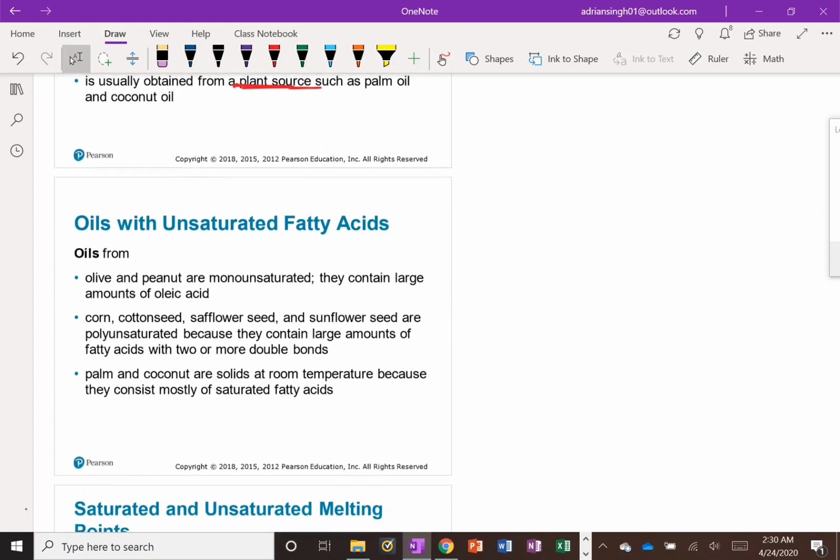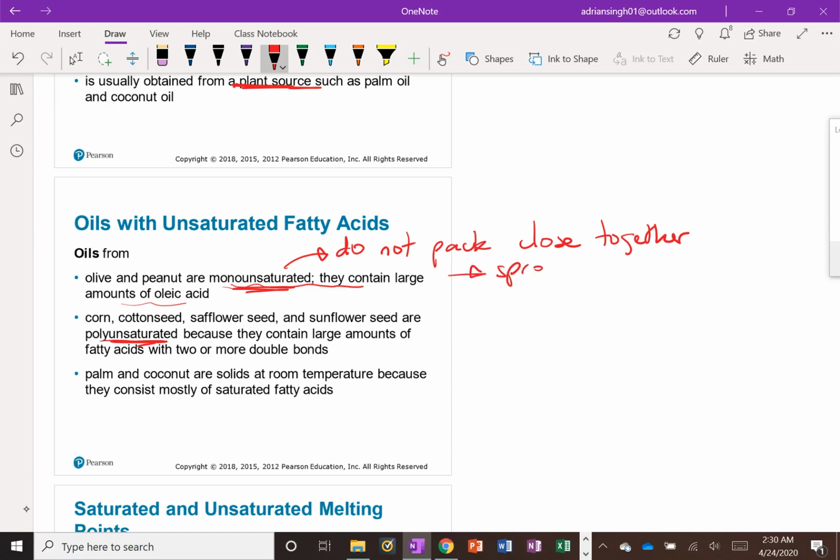So your oils, coming from olive and peanut oil, tend to be monounsaturated. They're going to contain large amounts of oleic acid. And remember, when you have unsaturated fatty acids, they do not pack close together. So they're more spread out, and they're going to be more liquid-like.